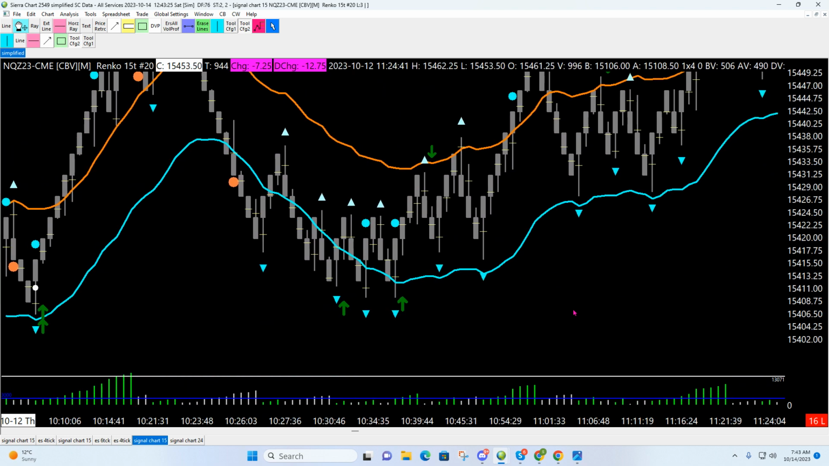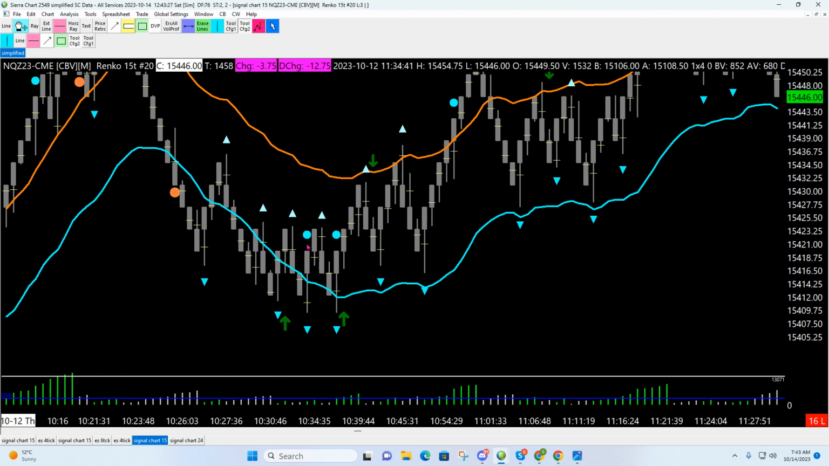Your next long trade here would have been at 10:30 right here. And again, that looks like it got nicked by a tick. But I generally put my stop 1 point below the bottom of the bar, but let's just say that got stopped. Here we'll see exactly what the stop would be on this bar.